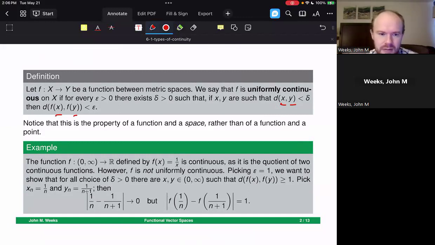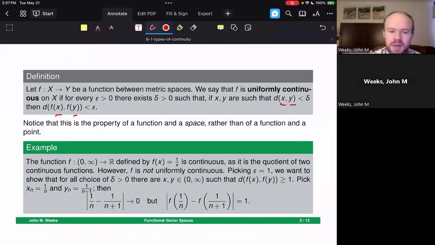Here is an example and a write through of why the function f of x equals 1 over x is continuous, but not uniformly continuous. I actually go through and use the negation of this definition, and you'll be asked to do this at some point in your homework as well. So you might try and use this as a little bit of a guide. Here, I pick epsilon equal to 1 and then show that for all choice of delta greater than 0, there are x and y inside of this domain such that the distance between their y values is greater than or equal to 1.